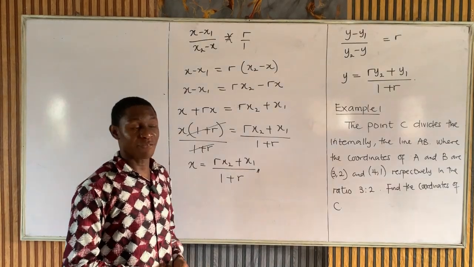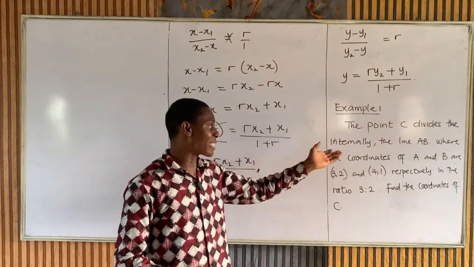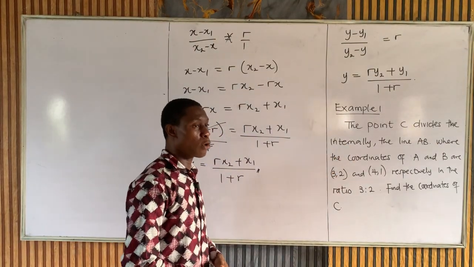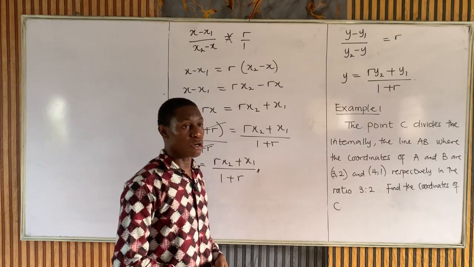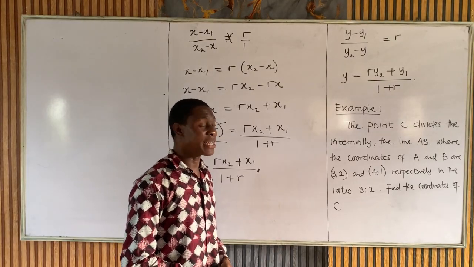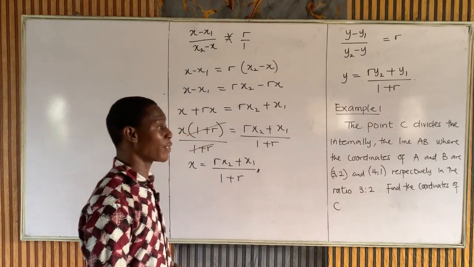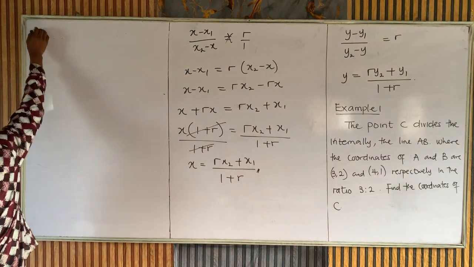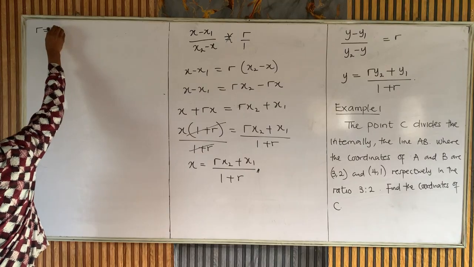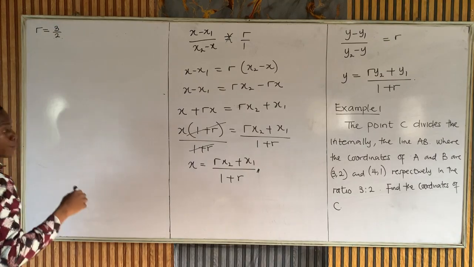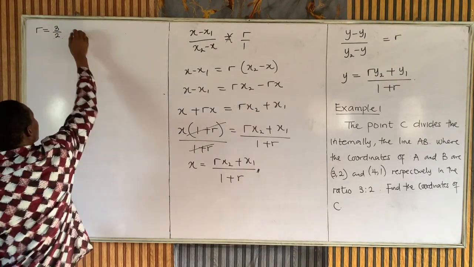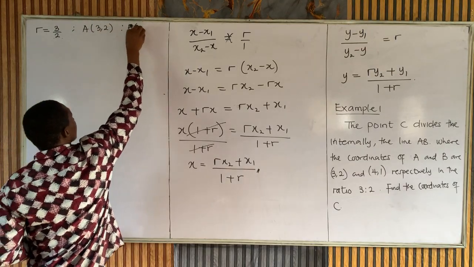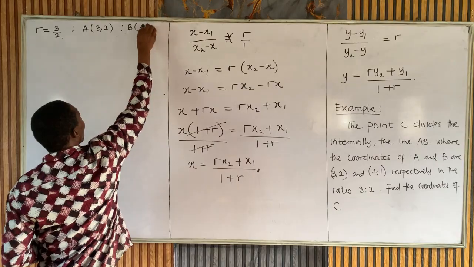Example 1 on internal division. The point C divides internally the line AB where the coordinates of A and B are 3,2 and 4,1 respectively in the ratio of 3:2. Find the coordinate of C. So here we're looking for the coordinates of C that divides the line AB internally. We are given the ratio in that question as 3/2, 3:2. Then next, our point A is 3,2 and our point B is 4,1.